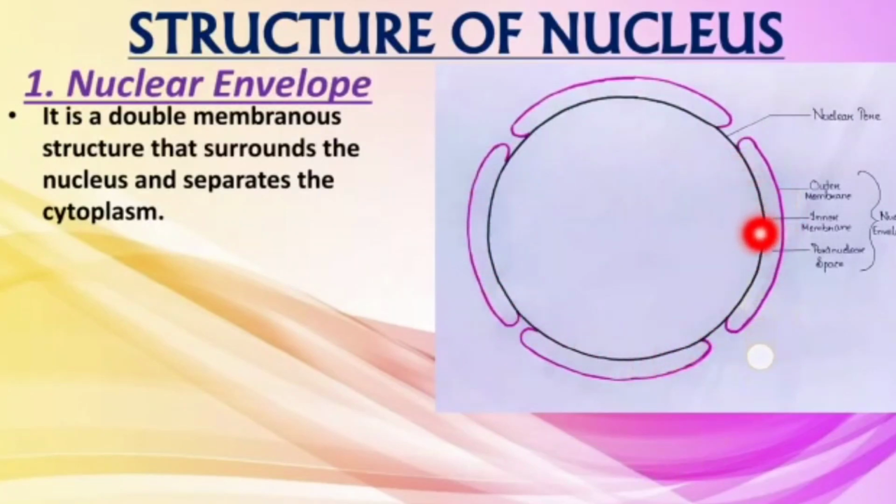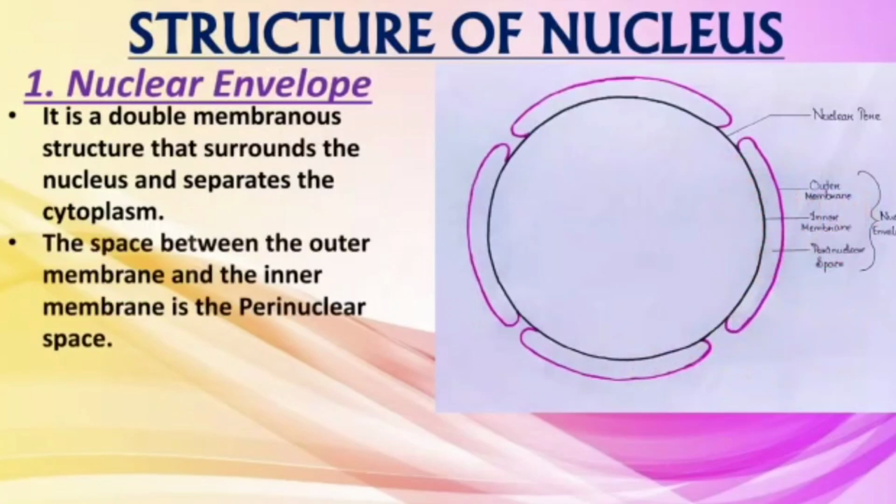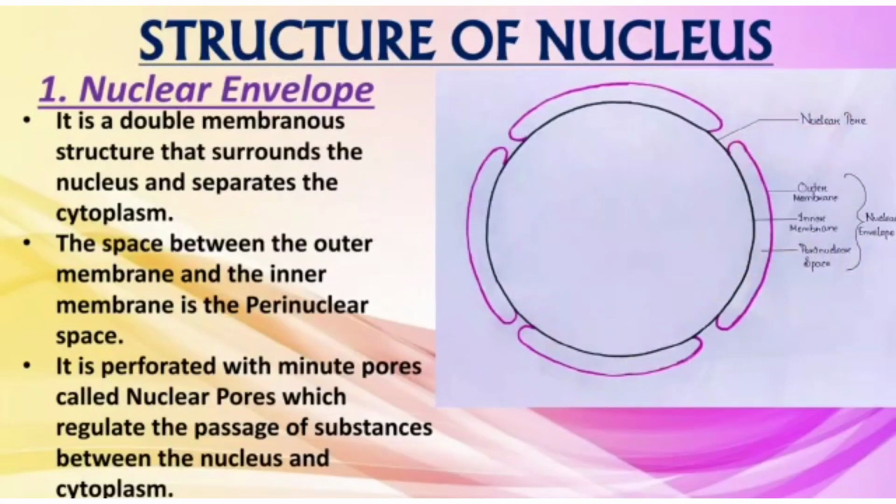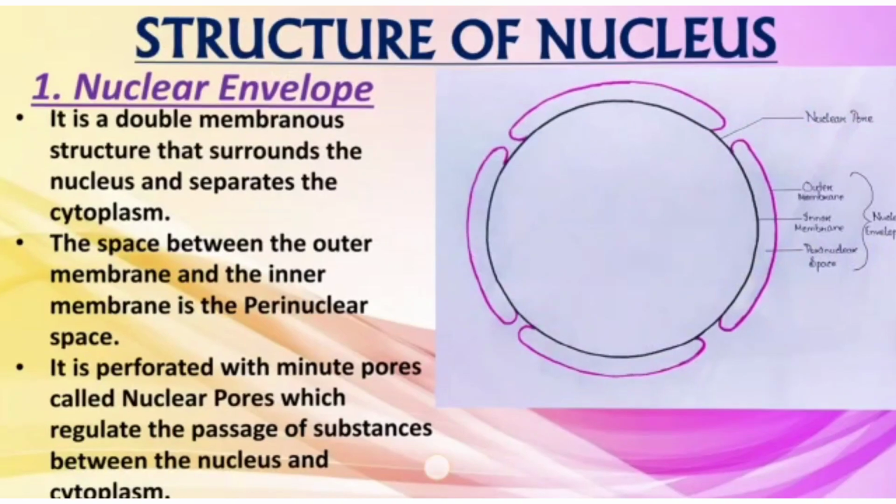Here the outer pink part is the outer membrane and the inner black part represents the inner membrane. And the space between these two membranes is known as the perinuclear space. This nuclear envelope is perforated with many minute pores or gaps, which are known as the nuclear pores. These nuclear pores regulate the passage of substances between the nucleus and the cytoplasm.